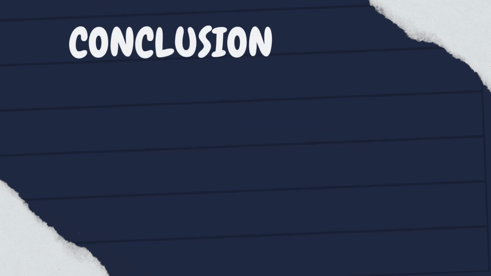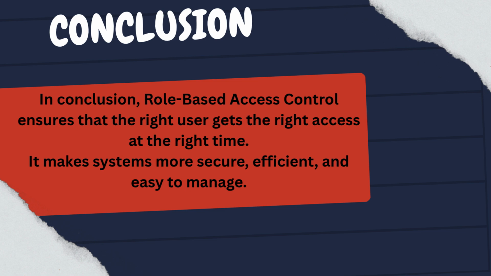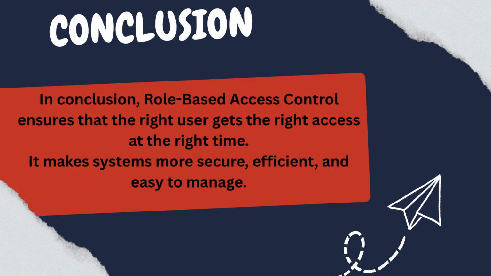Finally, let us conclude the topic. In conclusion, role-based access control is an effective method for managing access in systems. It ensures that the right user gets the right access at the right time. RBAC improves security, simplifies management, and reduces errors. It is widely used in modern systems for secure access control.